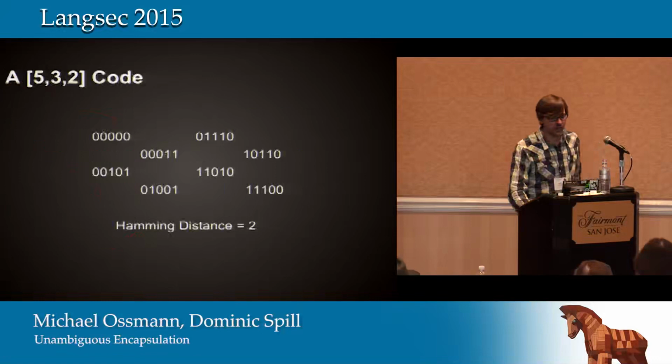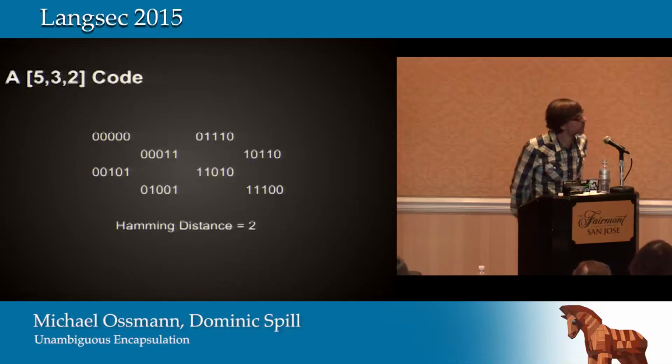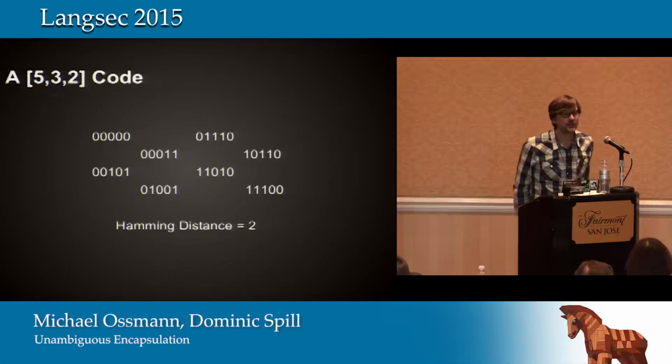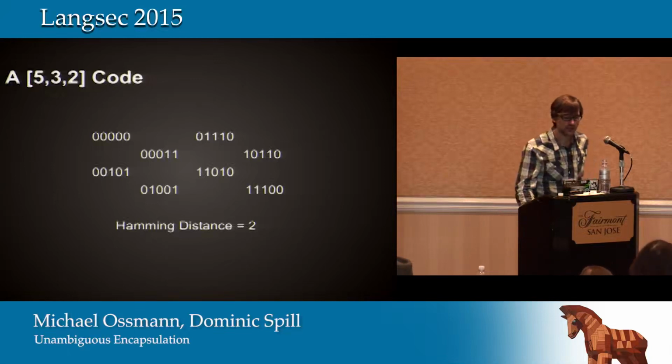So, jump back and show you our simplest example for a code that we think is useful for unambiguous encapsulation and why we think it's useful. Here's a code made up of 5-bit code words. There are 8 of them, so each one can represent a 3-bit number. And the minimum Hamming distance between any 2 of those code words is 2.